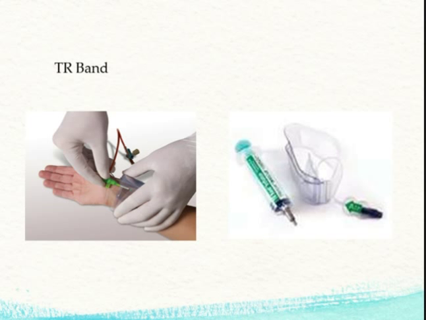And this is just another picture. You see they're taking the radial arterial sheath out on the left, and on the right is the actual band and the syringe. Again, make sure that syringe accompanies the patient from the cath lab.